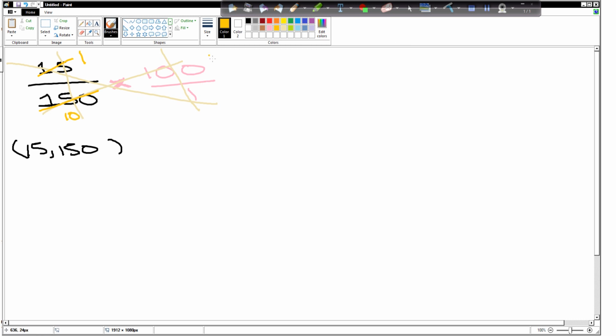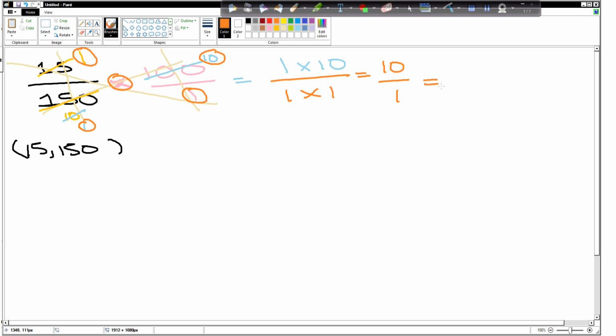Now, can I cancel diagonally? Yes. Let's change color. What's 10 divided by 10? 1. And what's 100 divided by 10? 10. So what are we left with? Can we cancel any more? No. On the top you have 1 times 10. On the bottom you have 1 times 1. So you have 10 divided by 1. 10 divided by 1 is?